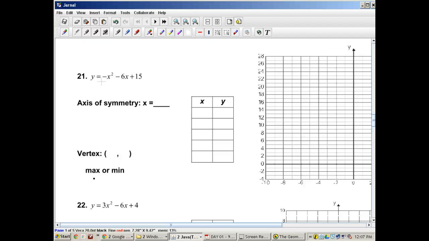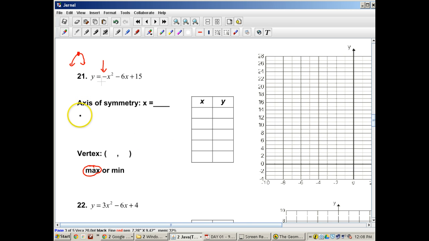Open up and open down. What do you think? Is this a min or a max? So what does this tell you? Opens down, so you're going to have a max. Identify that rather quickly, without graphing, without doing anything, just identifying the sign of A.